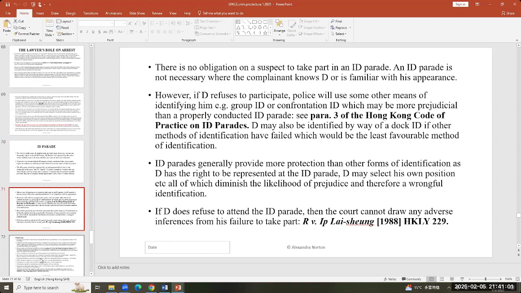But there's no obligation for your client to take part in an ID parade. Of course, if he doesn't, the police won't give up. They will use some other method of identification. And that other method may be more prejudicial.